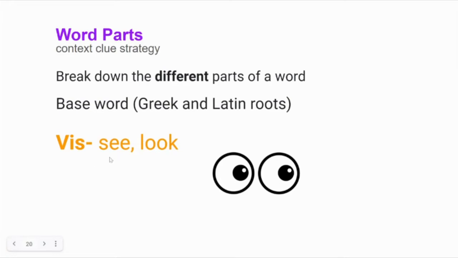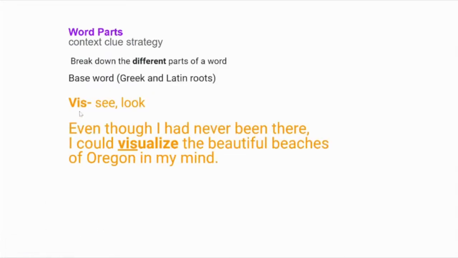V-I-S, vis, the meaning of that Greek and Latin root is see and look. So if I know vis has a meaning of see or look, and when I see this word, visualize, I know it has something to do with to see or look. And let me read the sentence to see if I can get some more context clues. Even though I had never been there, I could visualize the beautiful beaches of Oregon in my mind. I know that it has something to do with seeing or looking, and I know it must have to do with seeing it in my mind.